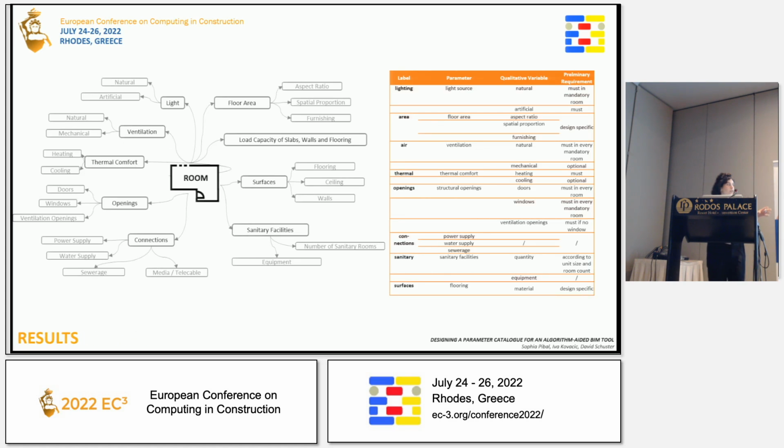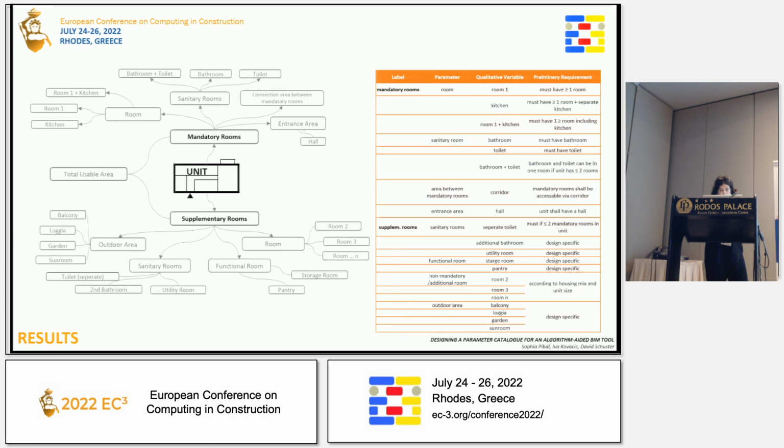So to our results, that's a graphic of what we did. So we had a room, and then we identified light, the floor area, ventilation, thermal comfort, openings, connections, and then we got a level deeper, and we set our parameter. Okay, our label is area, our parameter is the floor area, our qualitative variable is the aspect ratio, the proportions, the furnishing, or in terms of openings, the structural openings. Is it a door? Is it a window? What do we need to define by that?